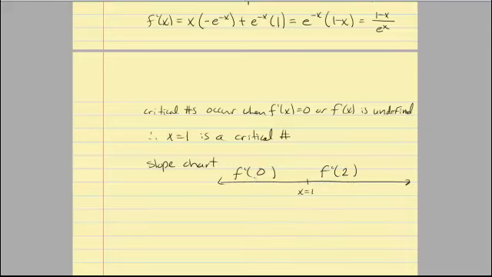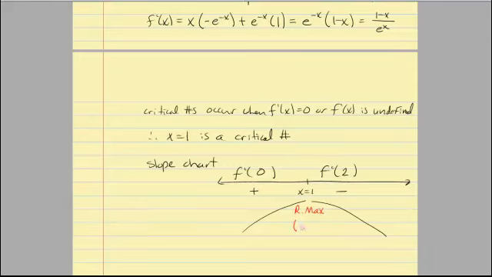So if we plug in 0 into my first derivative, I get 1 minus 0 over e to the 0, which is positive. If I plug in a 2, I get 1 minus 2 over e squared, which is negative. So this tells me my function is increasing to the left of my critical number, and it's decreasing to the right. So this point, x equal 1, is a relative max.